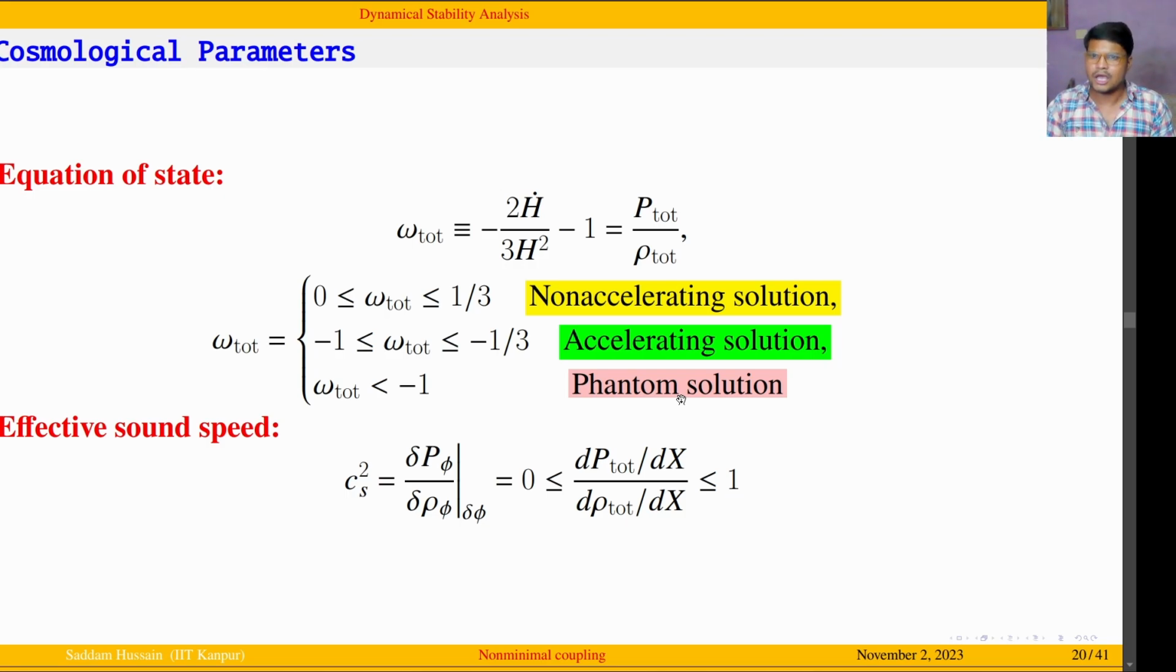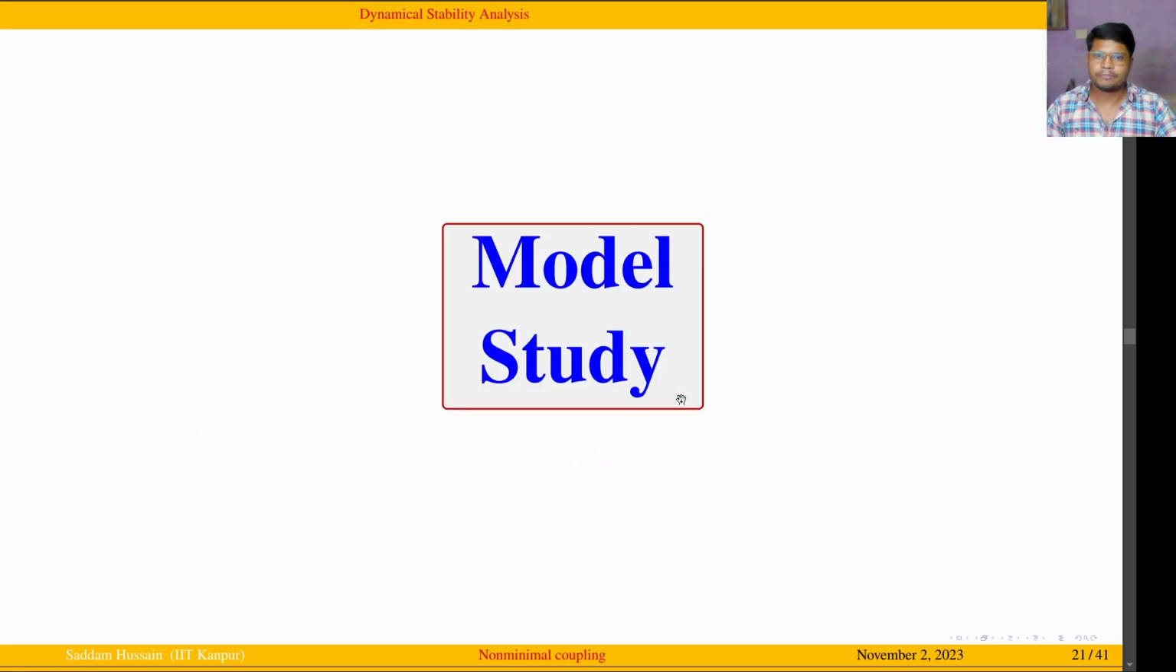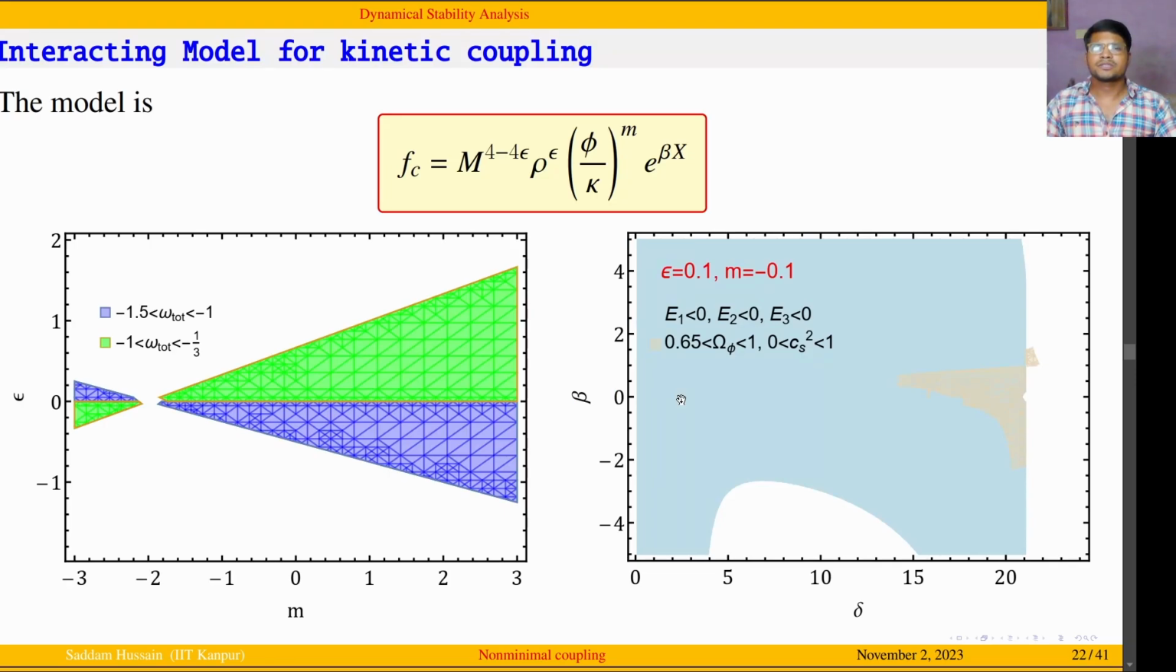So if omega total is between 0 and 1/3, we can say that it is a non-accelerating solution. If it lies between -1 and -1/3, we can label it as an accelerating solution, which is required. And omega total less than -1 is known as a phantom solution. On the other hand, since we are taking it as one system, we can generalize the sound speed to the total system, which can be between 0 and 1. Okay, so now we have constructed a model.